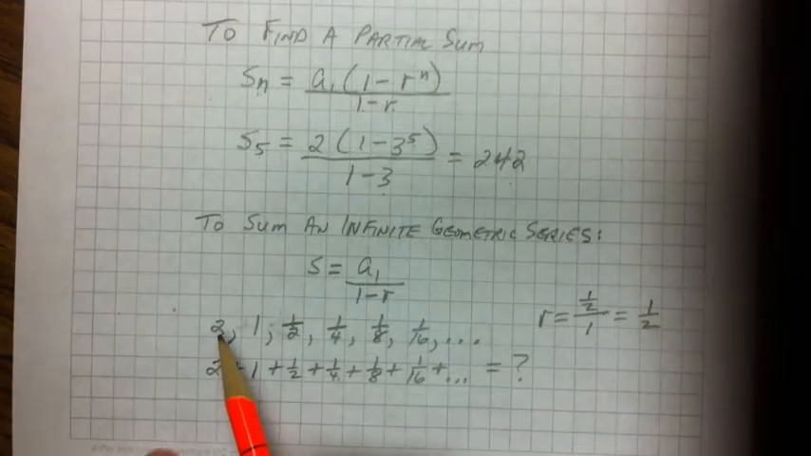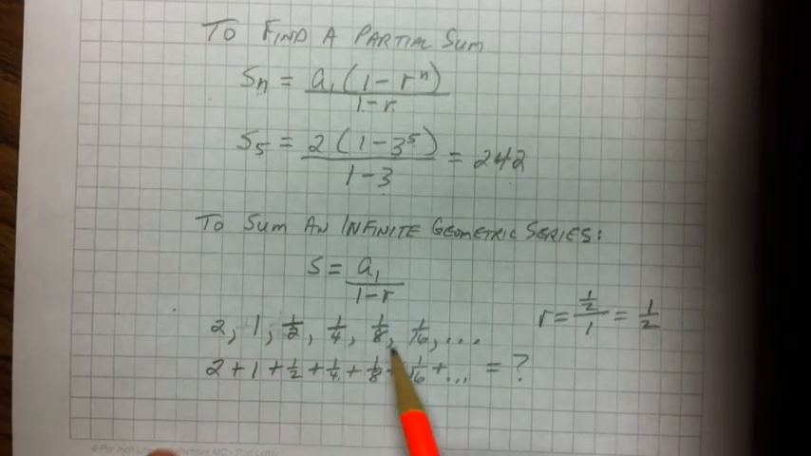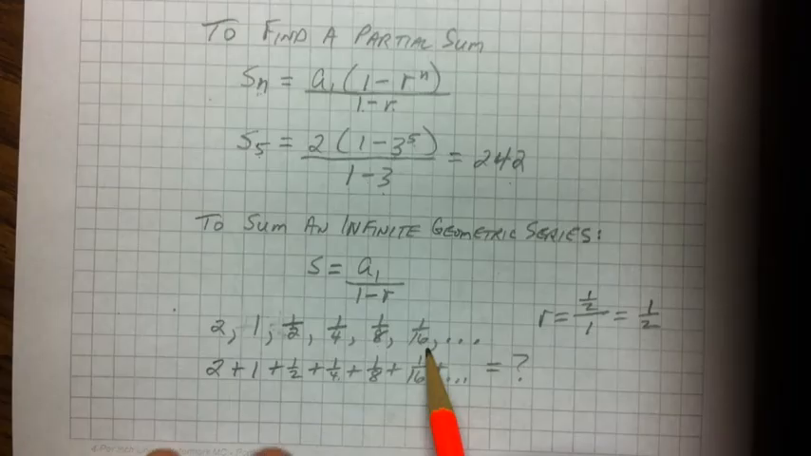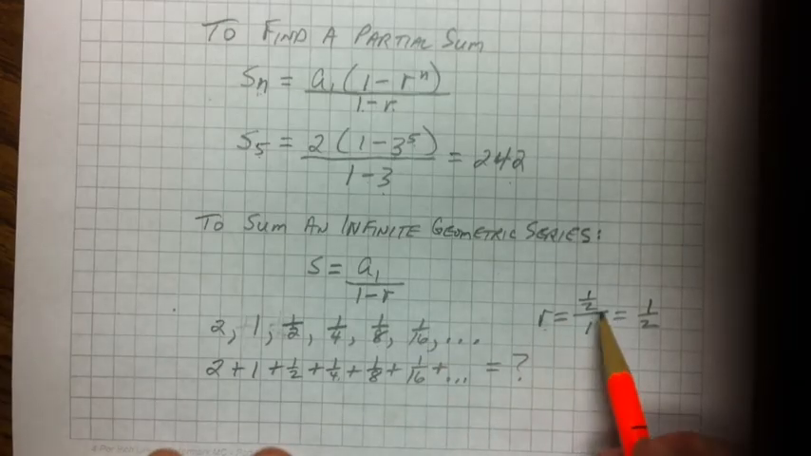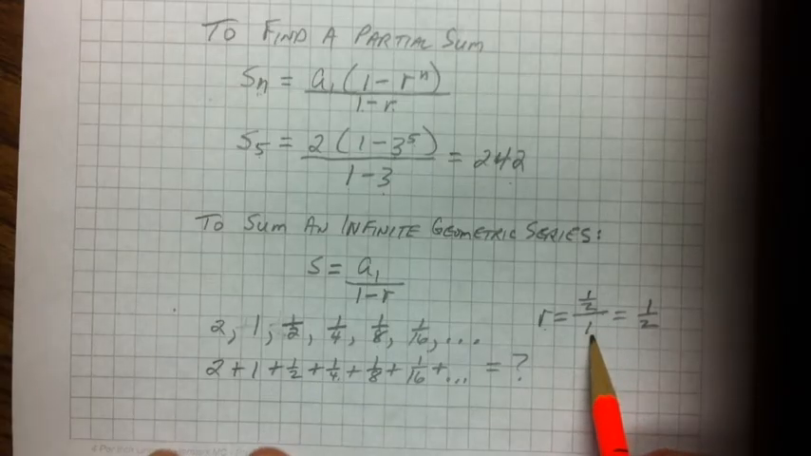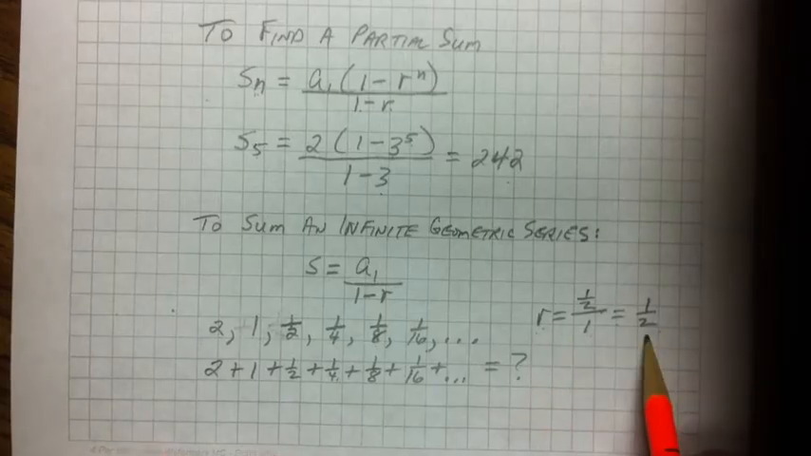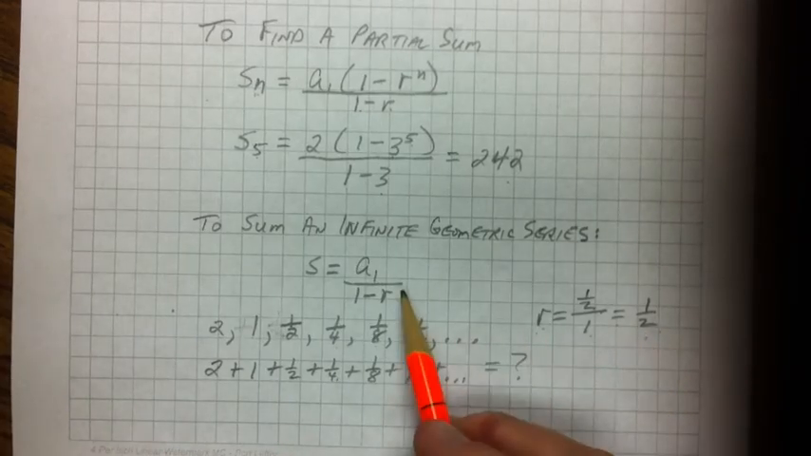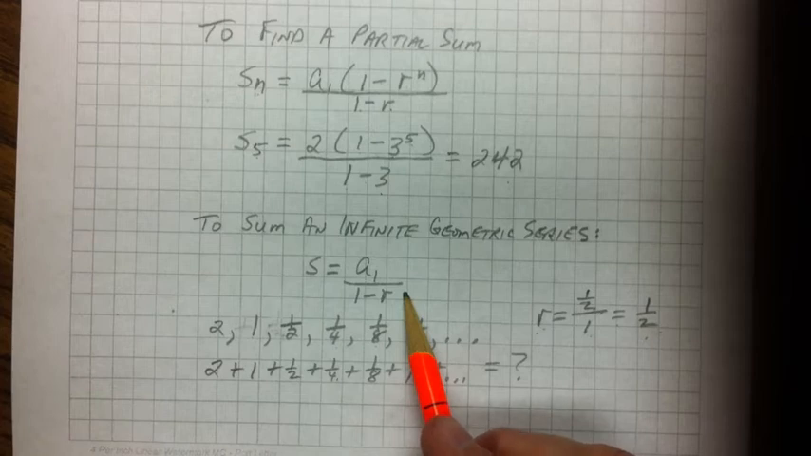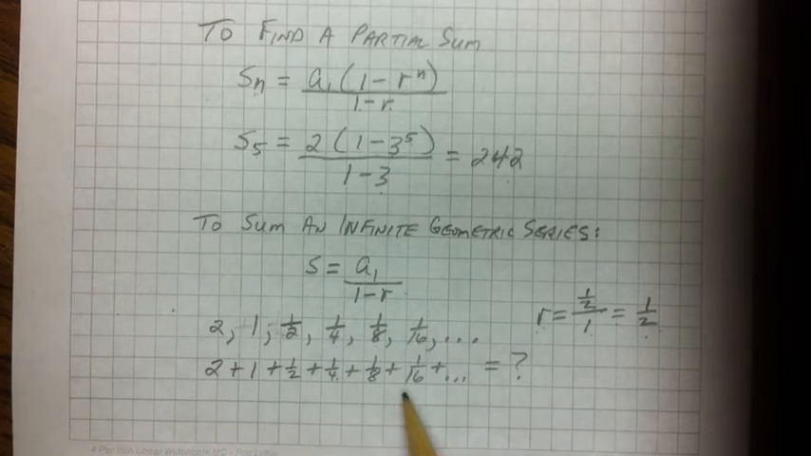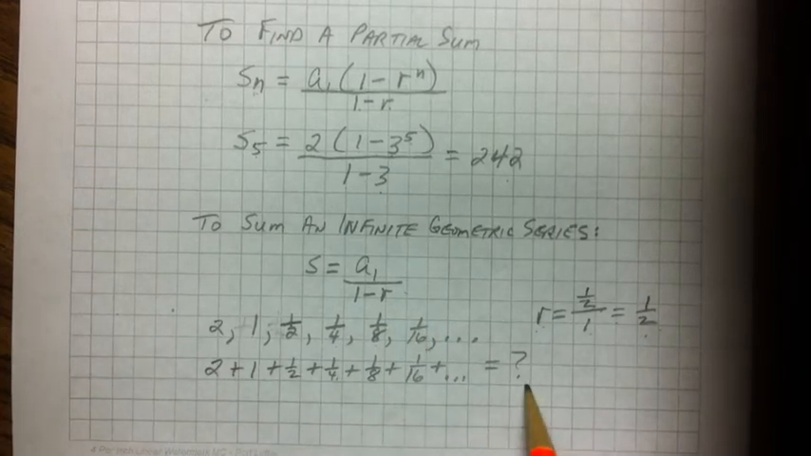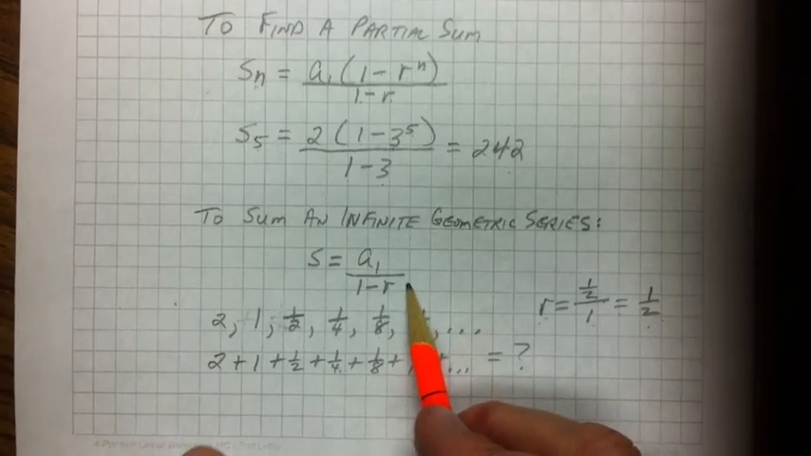Okay, so here's a sequence, 2, 1, 1/2, 1/4, 1/8, 1/16, where I'm multiplying by 1/2 every time. I calculated r over here, so I took the term 1/2 and divided it by the term that came before it, 1, to get 1/2 for my r. Now since r is less than 1, since it's a fraction, I can use this formula to add up all the terms in this series. So if I add all the terms in this series, what will I get? Let's just plug the numbers into this formula and find out.